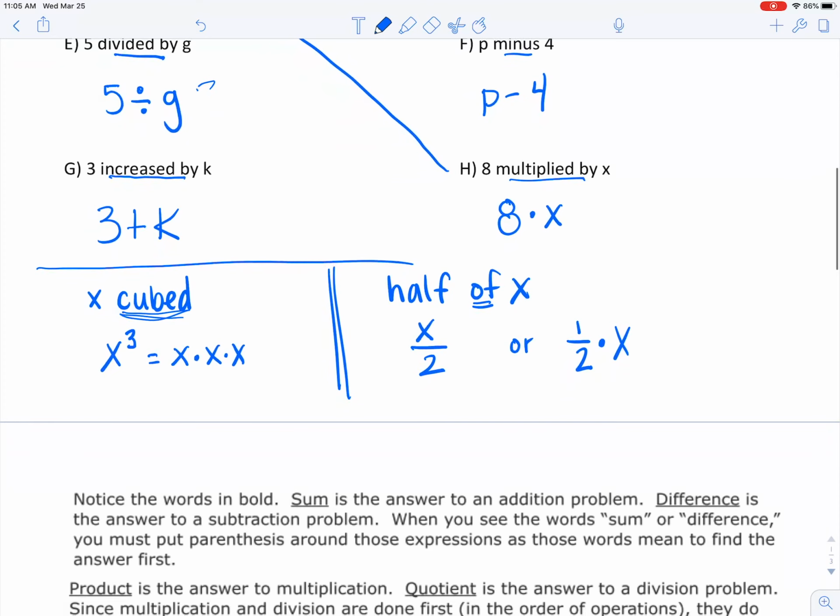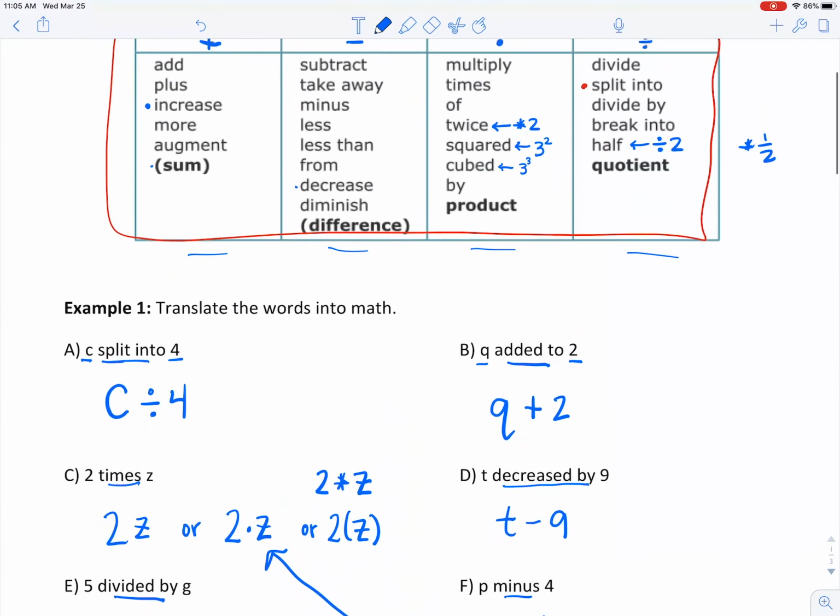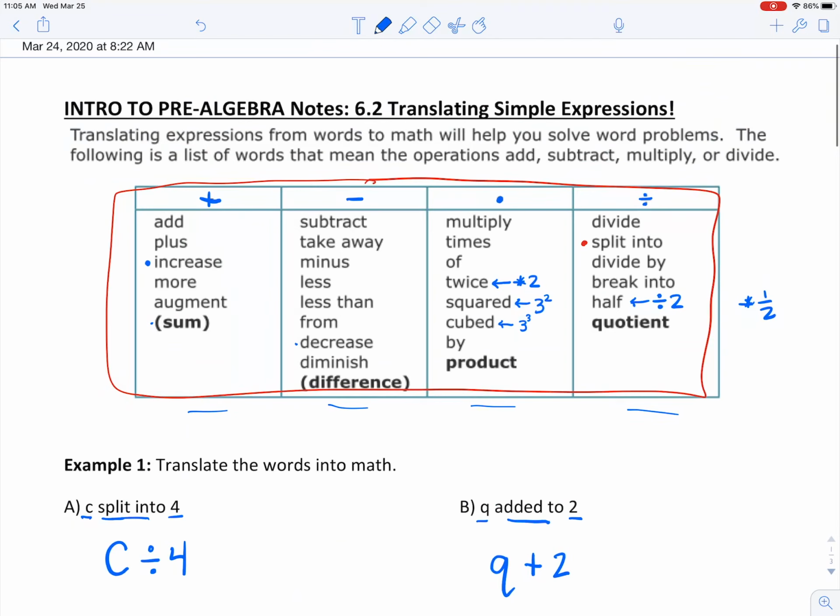Okay, if we take a look at the back of our notes, it says, notice that the words in bold, sum is the answer to addition problem. Difference is the answer to subtraction problem. When you see the words sum or difference, you must put parentheses around those expressions, as those words mean to find the answer first. So I'm going to scroll back up to the top in this box.